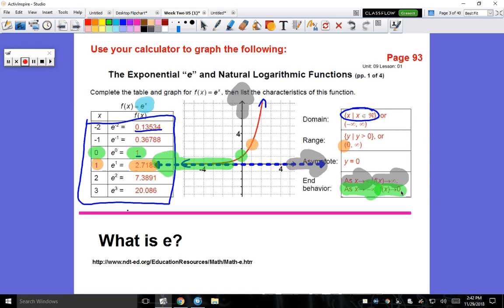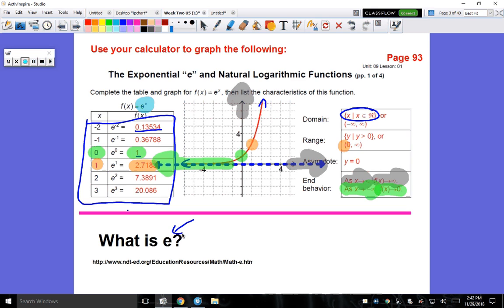And e. What did we say e was? Didn't we use e last class? It's not times 10. Good guess though. It's like pi. e is a constant. e is a constant like pi.